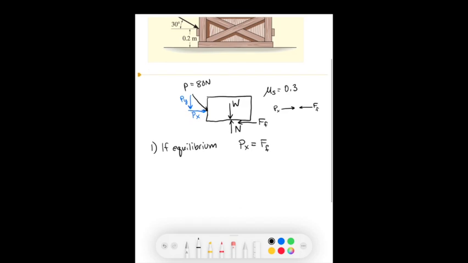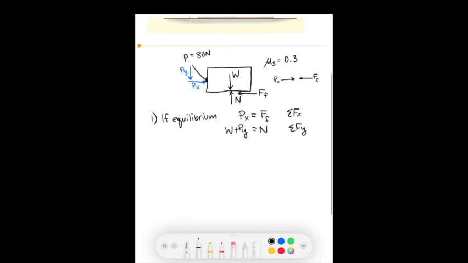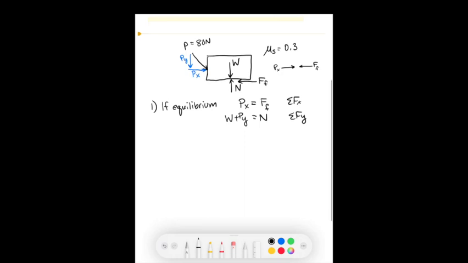The other thing that we know is that if it's in equilibrium, in the y direction, W and Py, our two downward forces, would be equal to the one upward force, N. So we're going to solve for this situation and then check if that will remain based on the maximum amount of friction force that can occur. So we'll solve for the x.